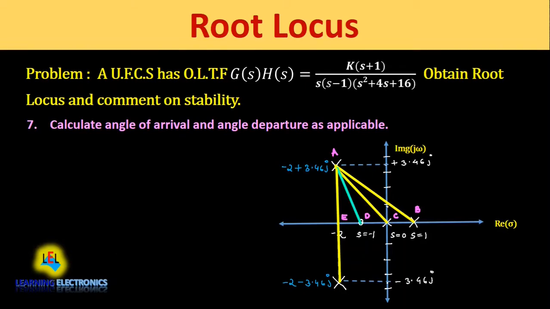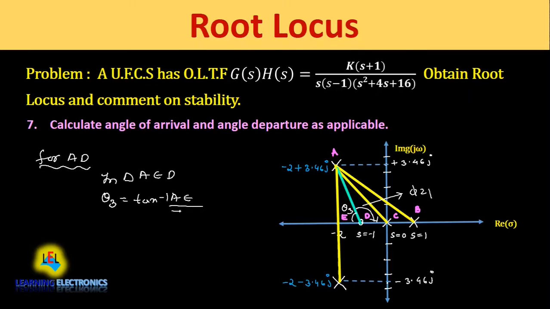Now we have to find out the angle which this AD phasor, from this zero at S equal to minus 1, is making with the positive real axis. That means we have to find out phi Z1. For this we will take this angle as theta 3. For phasor AD, we have to take the triangle AED. In the triangle AED, theta 3 will be equal to tan inverse of opposite, which is AE, divided by base, which is ED.